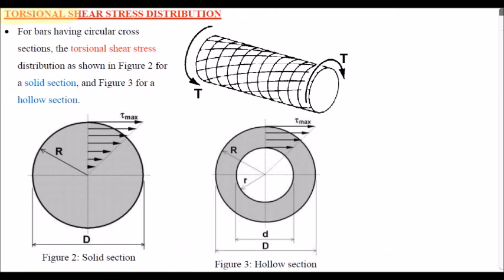Torsional shear stress distribution. So for bars having circular cross sections, the torsional shear stress distribution is as shown in figure 2. That's for a solid section. And in figure 3 for a hollow section. We reviewed these torsional shear stresses in the previous presentation.